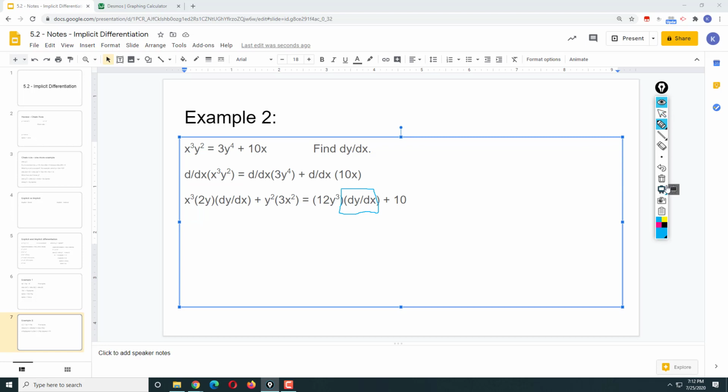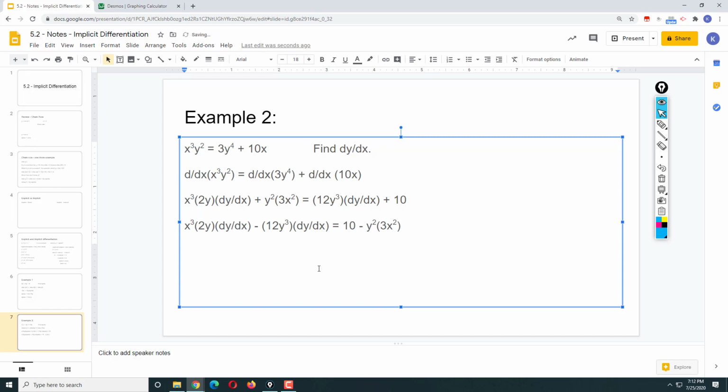So first, let's put all the dy over dx terms on the left-hand side. So we have x cubed times 2y times dy over dx. And the other term is 12y cubed times dy over dx. That's on the other side. Let's move it to the first side by subtracting that term from both sides. Okay. So the other term is going to be 12y to the 3rd power. And then move all the terms without dy over dx to the right-hand side. So it's 10 minus y squared times 3x squared.